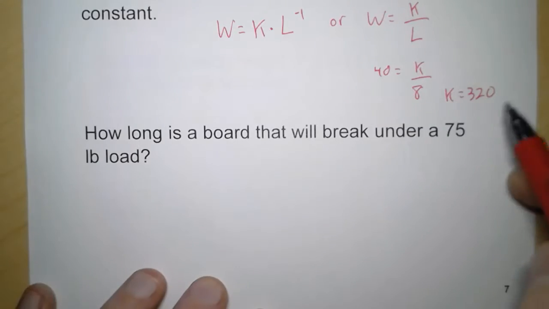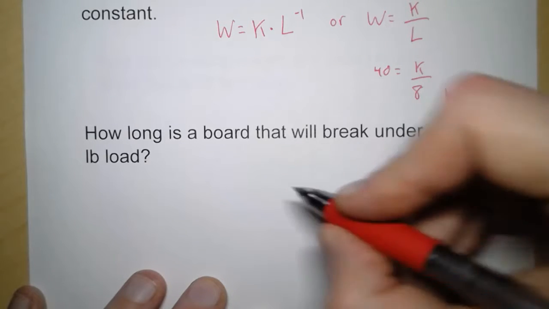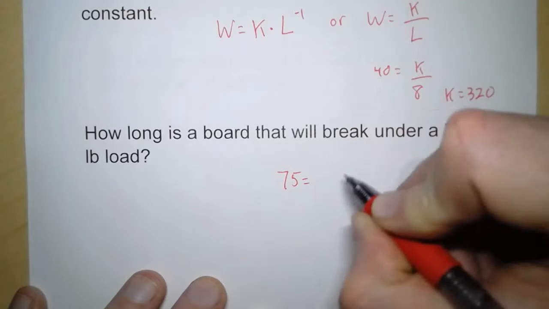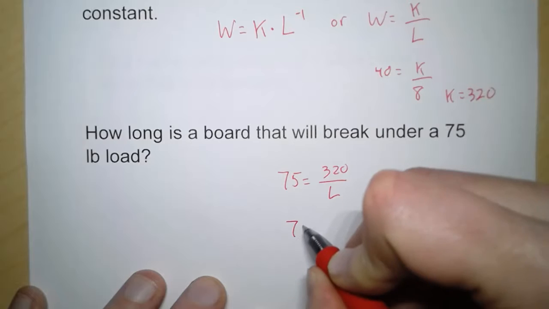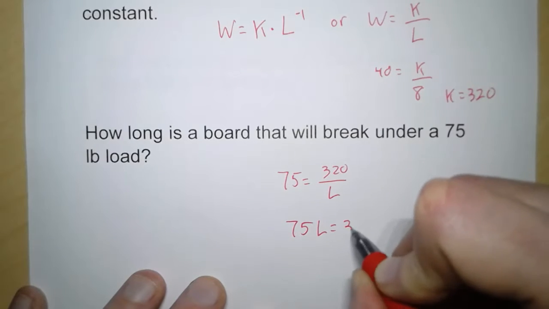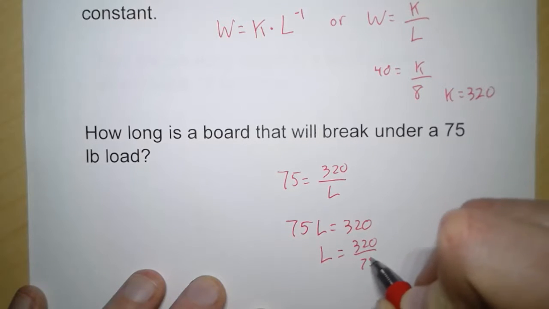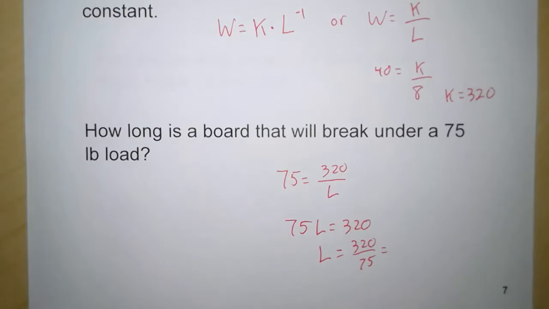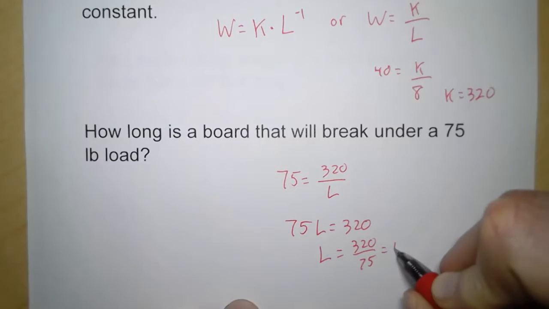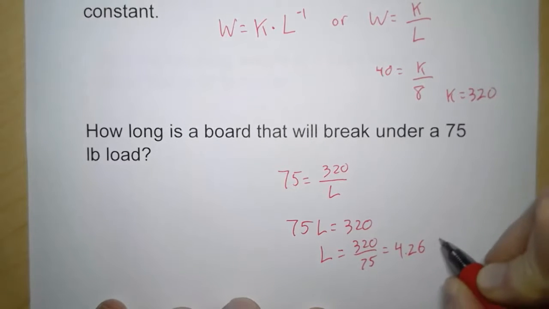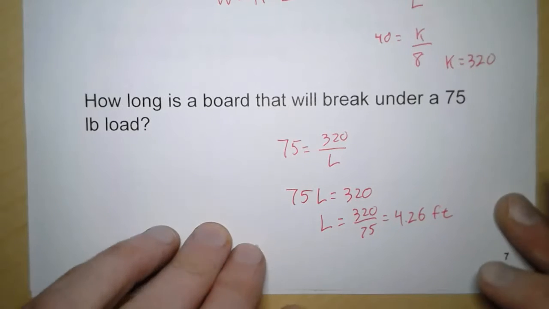So now we want to find the length of a board that will break under a 75-pound load. So we plug 75 in for weight, and 320 over L. So we multiply the L over, and we divide by 75. And so then we divide 320 divided by 75, and that gives us 4.26 feet. And so that is the length of a board that will hold 75 pounds.